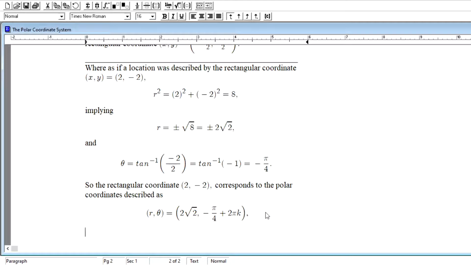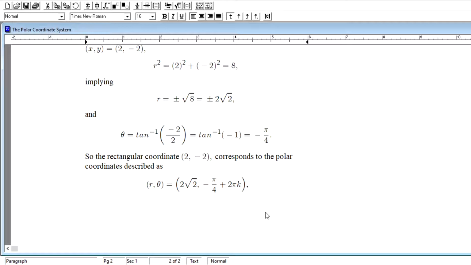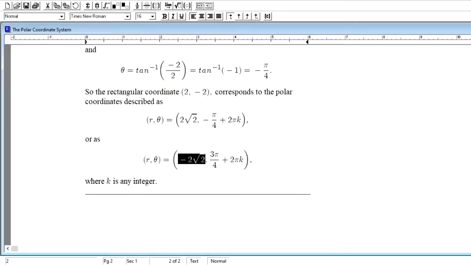Or, if we consider the negative direction, we could add a pi to negative pi over 4, and that would put us in the angle measurement 3 pi over 4, and cause this distance to fall in the negative direction there, folks. Again, in either of these two descriptions, k can be any integer value.